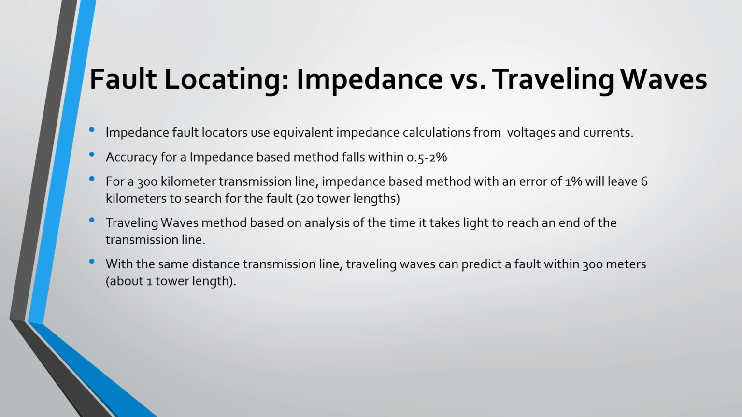On the other hand, we have traveling waves. The traveling waves method is based on a measurement of time that it takes to reach the end of the transmission line. If we look at the same transmission line distance, traveling waves can predict a fault up to 300 meters or 1 tower length.